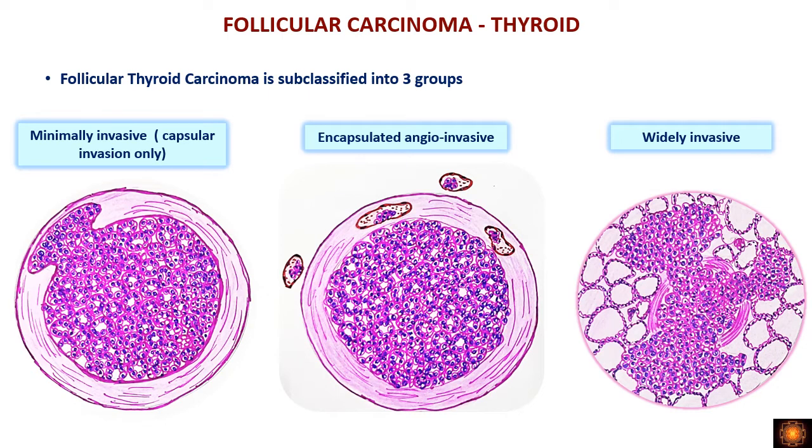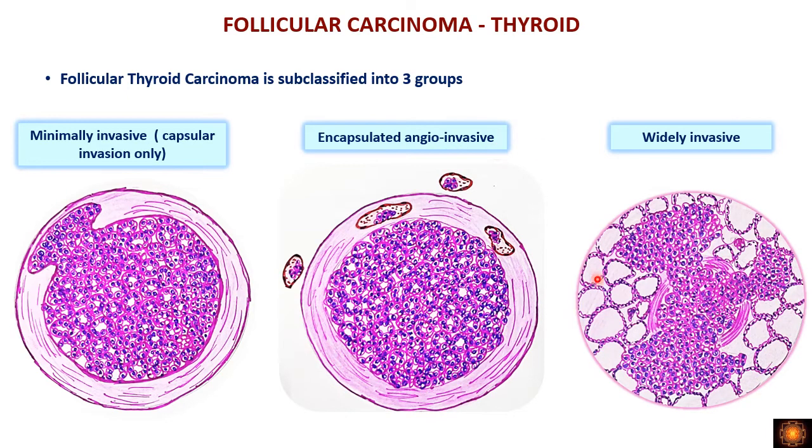Now follicular thyroid carcinoma has been classified into three groups. As I told you, it has a very thick capsule, and if we see infiltration of the tumor cells into the capsule, but they have not infiltrated beyond the capsule, then we call it minimally invasive, only capsular invasion. Another one is, we don't find any invasion into the capsule, but still we see tumor emboli in the vessels. Here we see the invasion in the vessels, but the capsule is not infiltrated. Then we call it encapsulated angioinvasive.